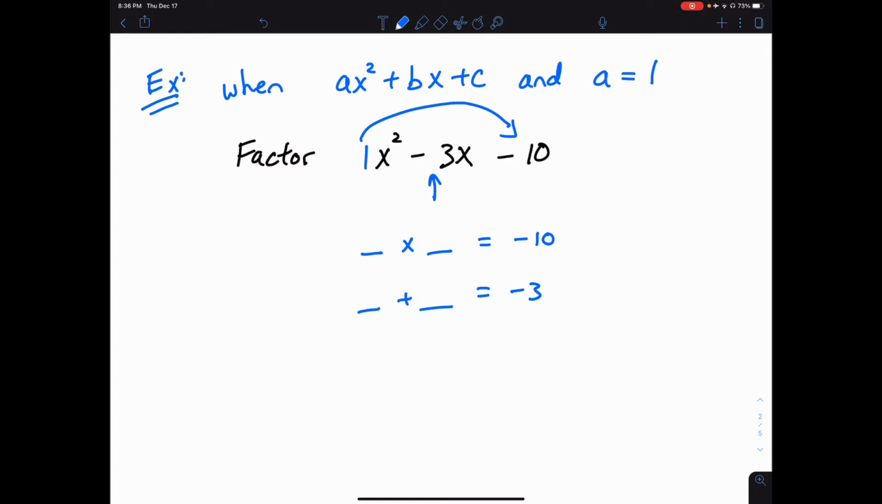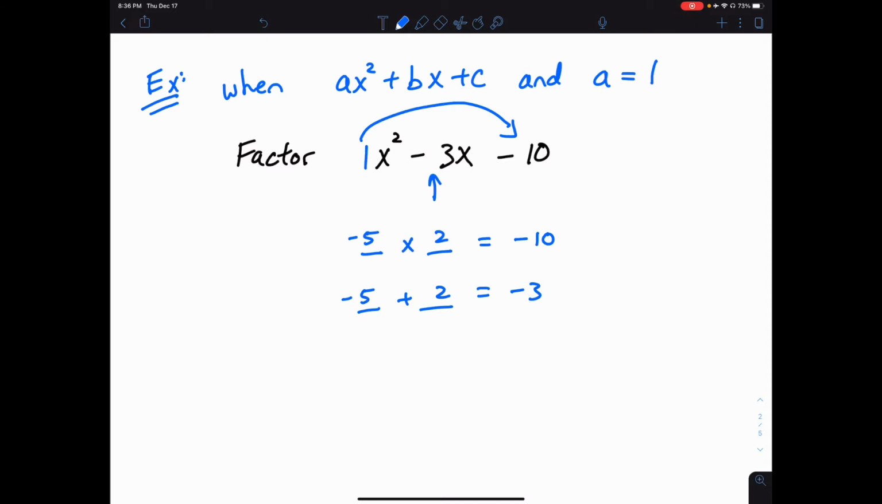I need to figure out which number combination works such that when I multiply, we get negative 10, but when I add them, we get negative 3. In this situation, we should be getting negative 5 and 2 for this to work. Since the same numbers satisfy both conditions, we know that this is the right combination.